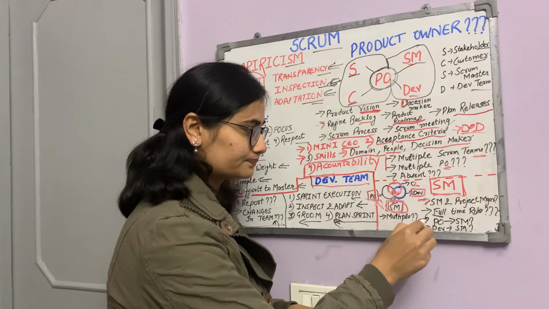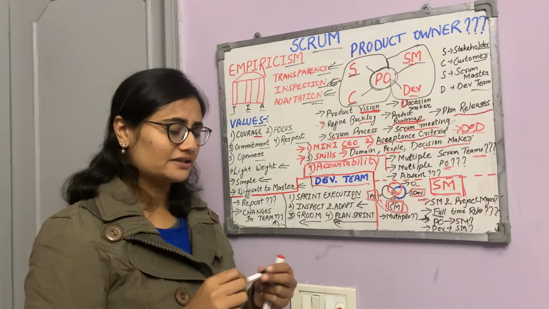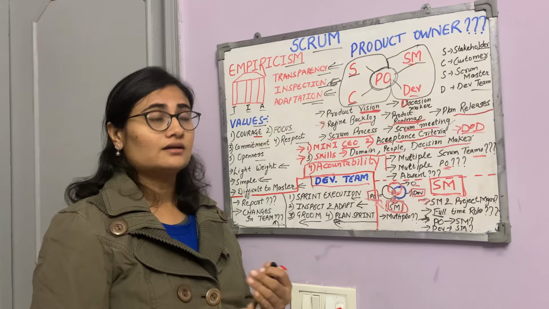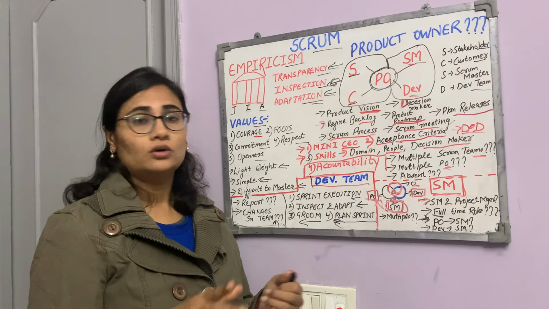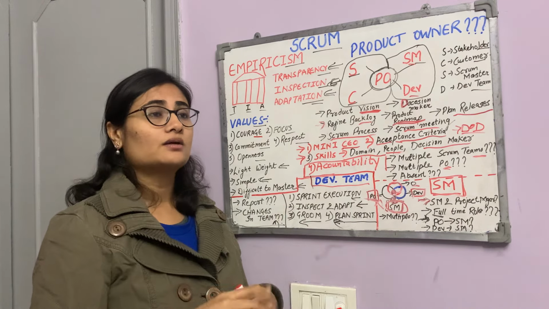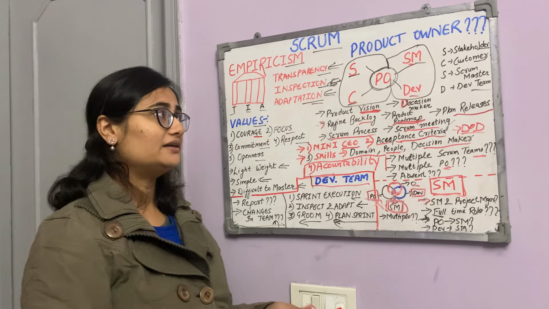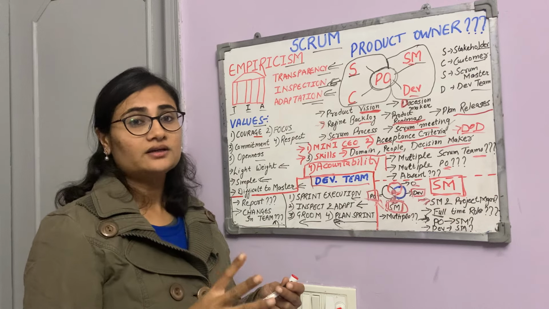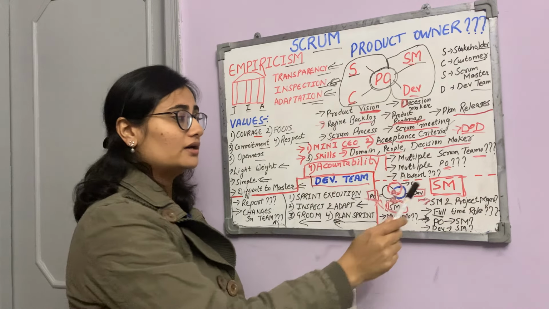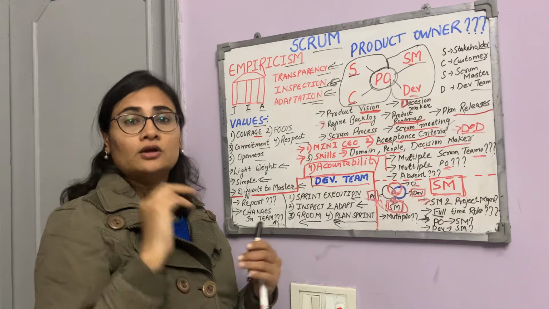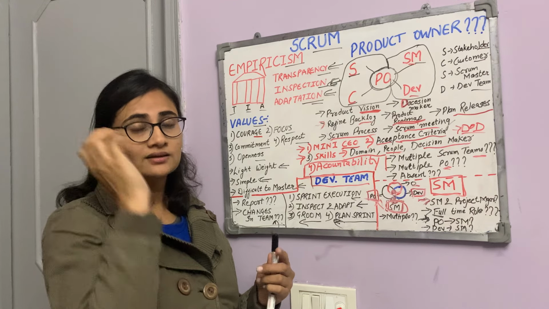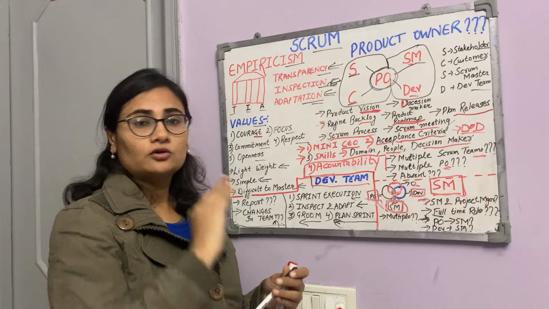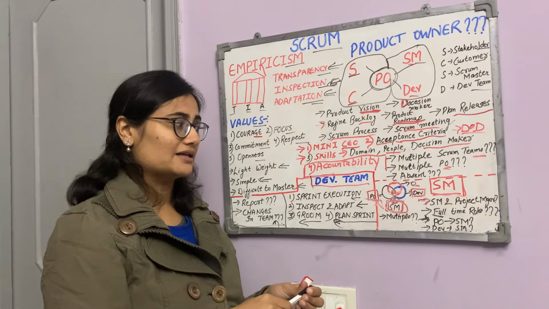Then another question which we have is, can product owner play the role of a Scrum Master? Answer is no. Product owner and Scrum Master, both of them have separate responsibilities. Within Scrum, we need all these three roles: the role of a product owner, Scrum Master and development team. No role can replace another role. So, the product owner cannot replace Scrum Master.